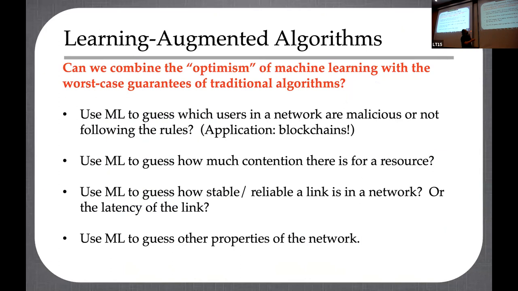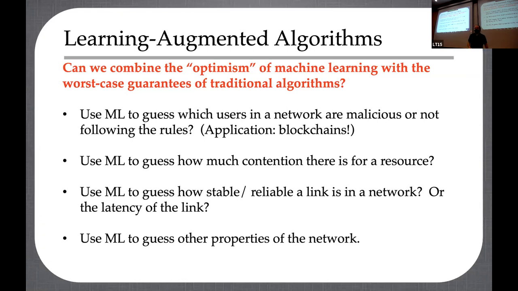For example, what if we are using machine learning to predict which users in a network are malicious and not following the rules? We can probably tell that. What if we are predicting how much contention there is for a resource, whether everyone wants it or no one wants it? What if we're using it to guess how stable or reliable a link is in a network? That's useful. What if we're guessing the latency of a link? That's useful. What if we are guessing other properties of the network?